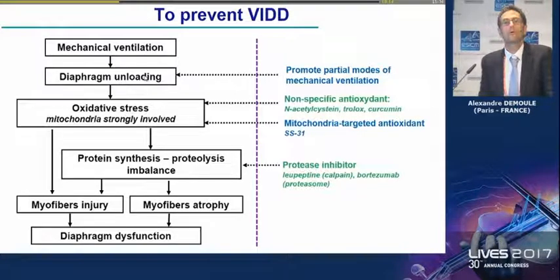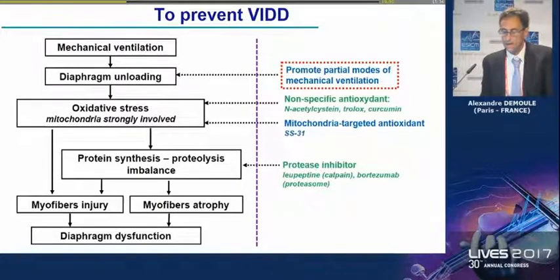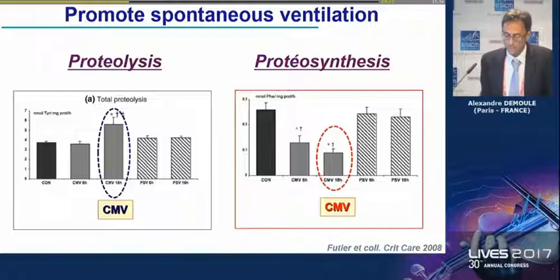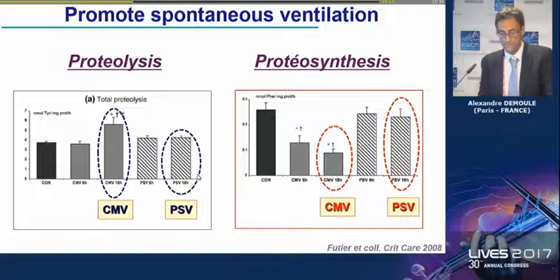So now we have the whole process. Then we can think about how to prevent it. We can give various medications that will fight each of those mechanisms, but let's be honest, we are not completely ready for that. From now, we have only one option, which is promoting partial modes of mechanical ventilation. The same authors, you remember, showed that controlled mechanical ventilation increased proteolysis and reduced protein synthesis. And they showed that as soon as the animals were switched to pressure support ventilation, it prevented the proteolysis and improved protein synthesis. So there's something there with promoting the partial modes of mechanical ventilation.